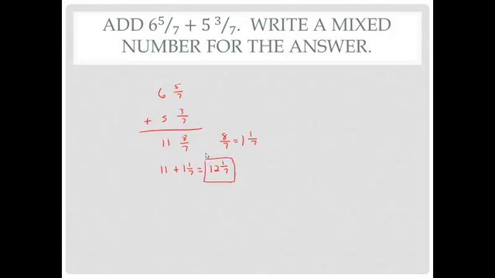So we can't leave an improper fraction within a mixed number. We would have to change that improper fraction into a mixed number and then add it to the whole number that was already there.